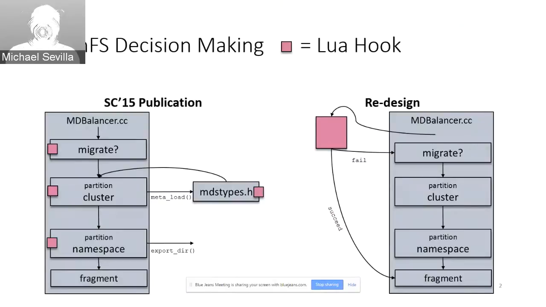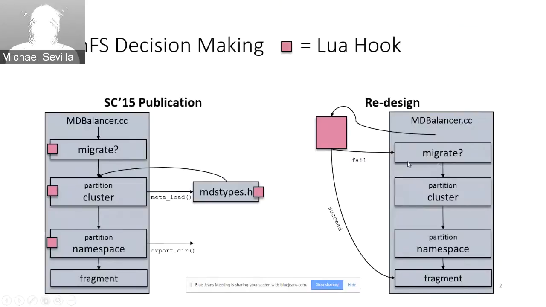The way this Lua hook actually works is the Lua code will get a table of metrics from the C++ code, and then it'll return an array of how much load you're going to send to each MDS. If you return something other than an array of length cluster size, it fails and falls back to the original balancer.